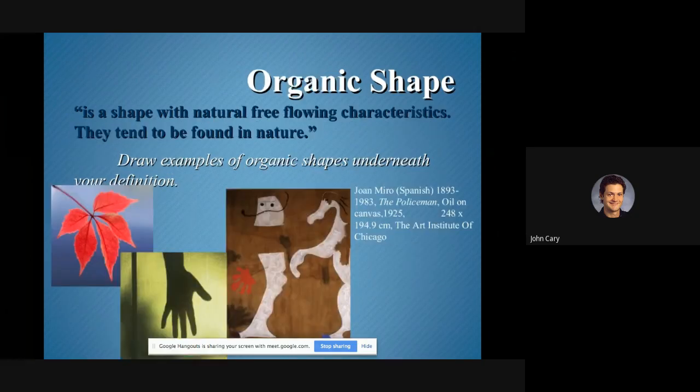All right. Organic shapes. Organic means natural. Sometimes people use the word biomorphic for organic. Bio means life. Morph means shape. So life shapes, biomorphic, organic.